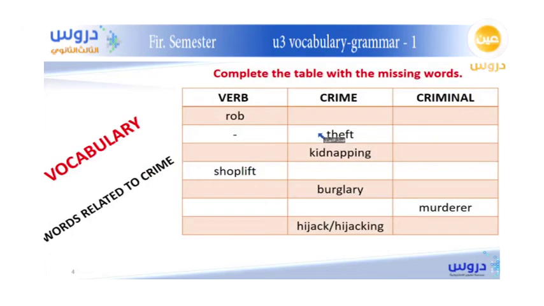We are going to move ahead. We want to complete the table with the missing words. All right. For example, rob, we need to write the name. Also, we need to write it for one person. For example, shoplift, we have theft. We need to write how we can call the one who steals. Is it the same pronunciation or the same letters?